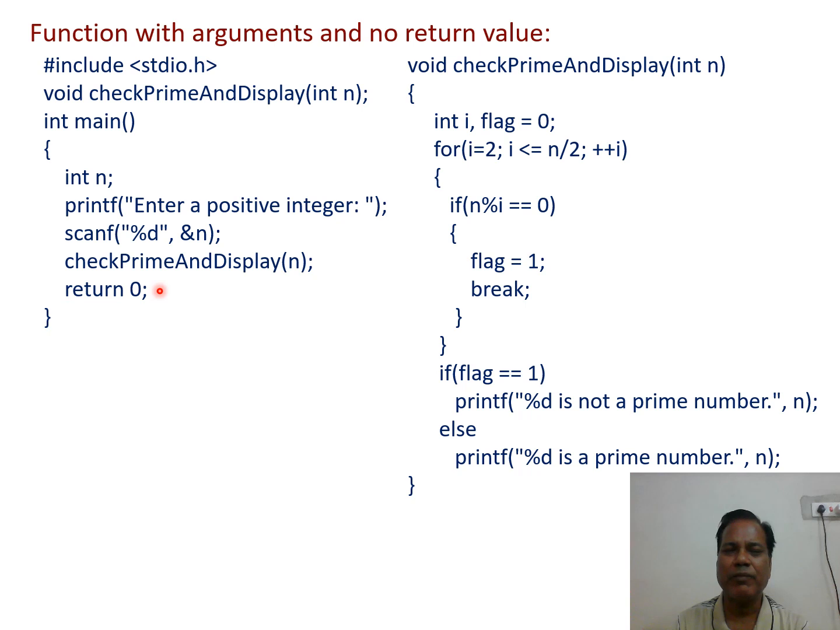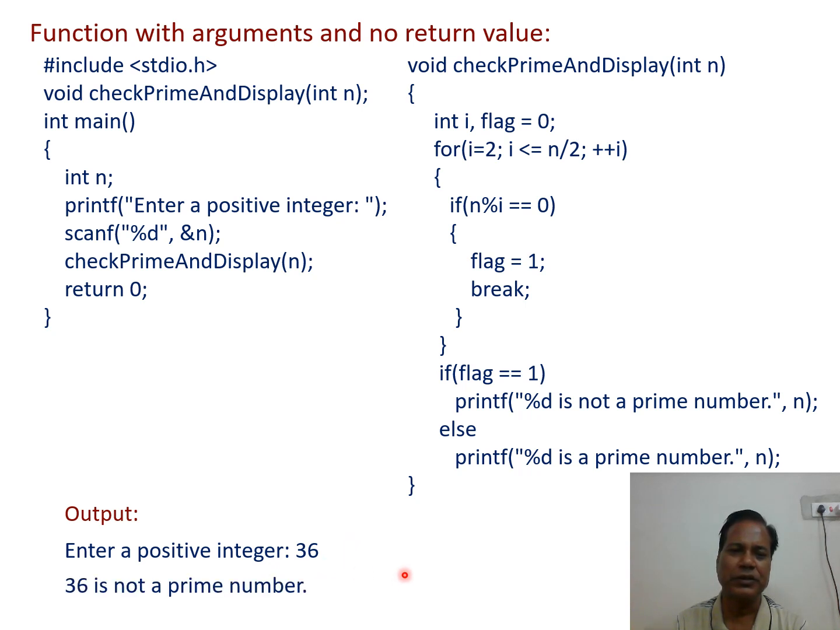This statement is for informing the operating system that the program is executed properly. So when this program is run, we get the output like this one. Enter a positive integer. When the user enters 36, "36 not a prime number" is displayed.